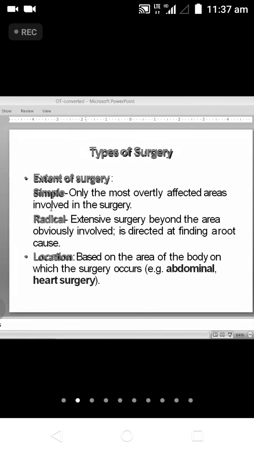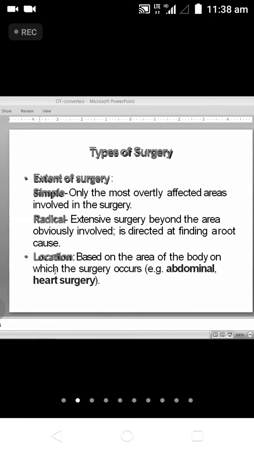So clear what is simple? Simple in the sense only the affected area will be removed. Example is appendicectomy, so only that part will be removed. Then radical in the sense the affected part as well as any spread to the nearby organs or structures, even that also will be removed. That is called radical surgery. So this is according to the extent of surgery.